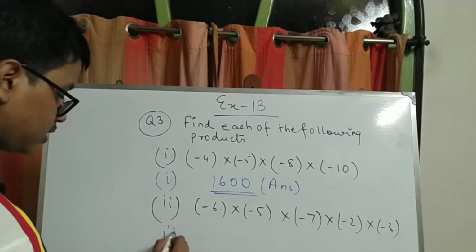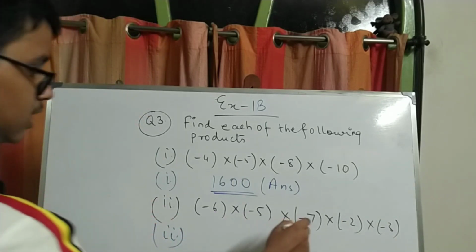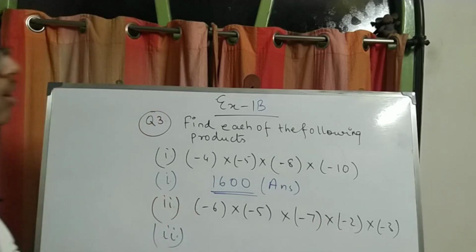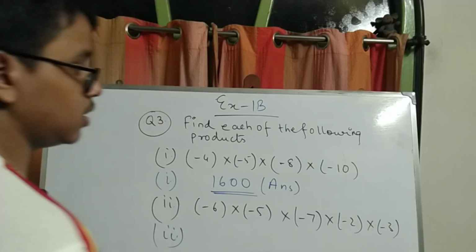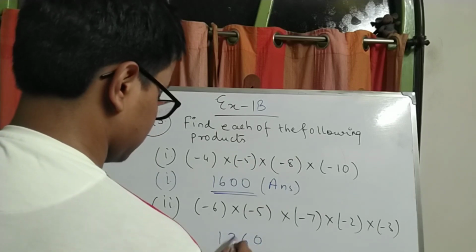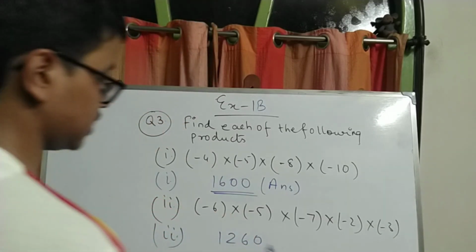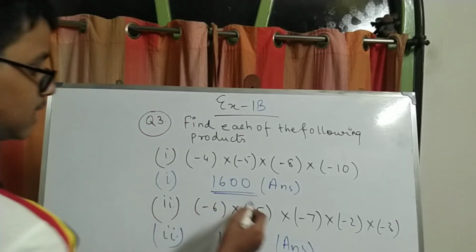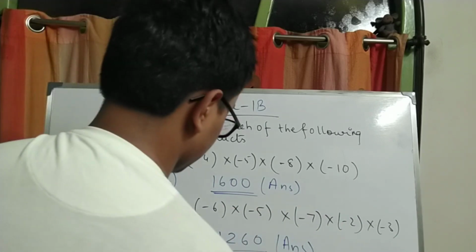Now second one will be 6 5s are 30, 30 into 7 it will be 210, 210 into 2 will be 420, 420 into 3 will be 1260. So 1260. This is the answer, but what will be the sign? Minus minus plus, plus minus minus, minus minus plus, plus minus minus, minus.